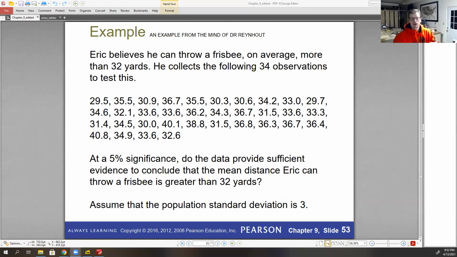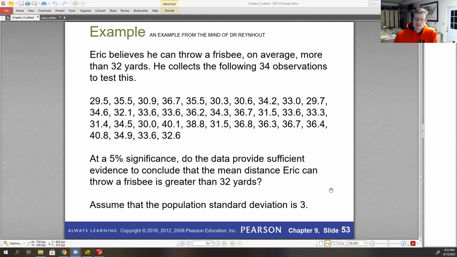We want to continue taking a look at section 9.4, the one mean z-test. Let's take a look at our notes. All right, so we already talked about procedure 9.1, and we would like to take a look at an example of it. We want to apply the procedure.